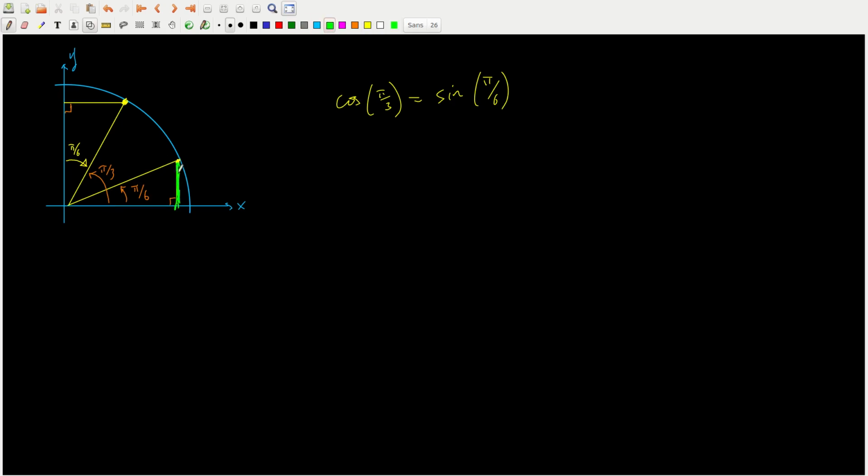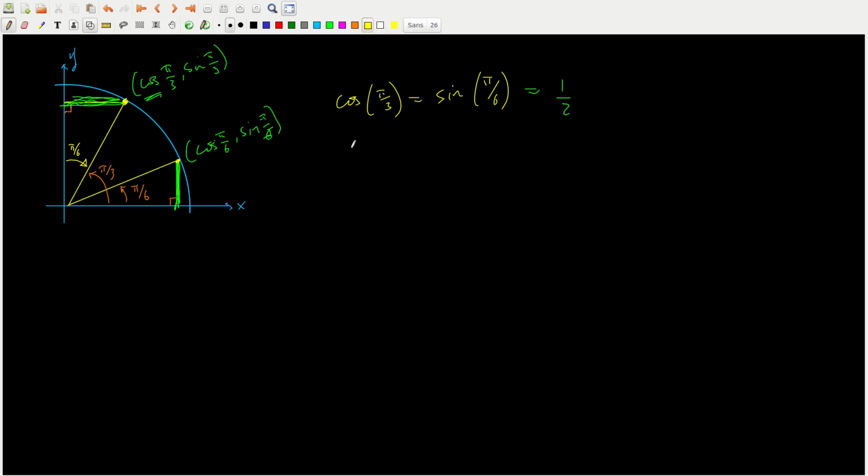So we're talking about that length is the sine of pi over 6. And we see that that's the same as that length. But that's the x value for this point, cosine of pi over 3. So the cosine here, this x value, is the same as the y value down here, and the y value down here was the sine of pi over 3. And we just calculated the sine of pi over 6, and we found that it was a half.